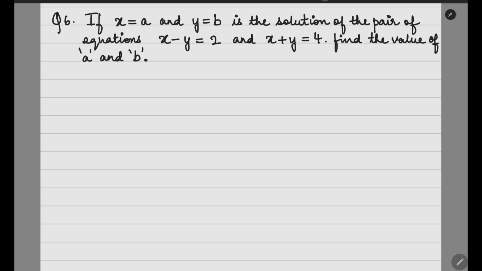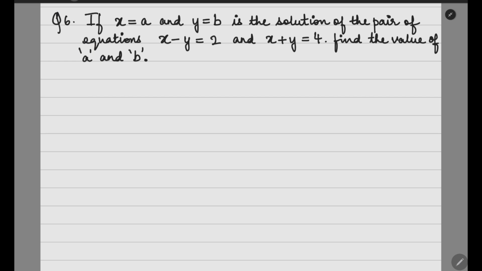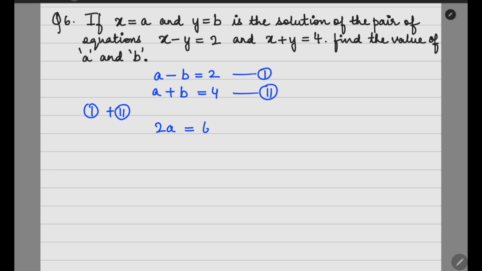So what is it? It's very easy. Let us solve. Instead of x and y, you just have to substitute a and b. So a minus b equal to 2 and a plus b equal to 4. Let this be equation 1, let this be equation 2. Just add 1 plus 2. b and b will get cancelled. So 2a equal to 6, a is equal to 3.